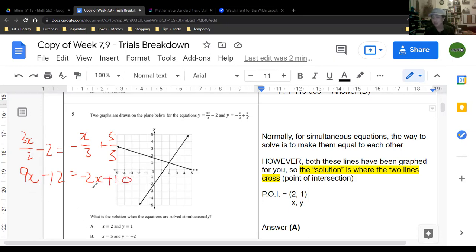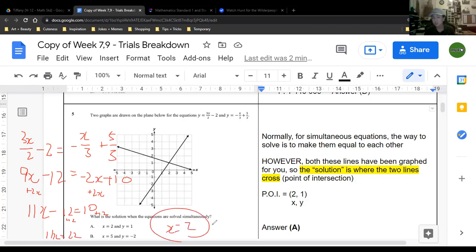Now you try to get all the x's to one side, which means adding 2x onto both sides. So add 2x over here, add 2x over here. You end up with 11x minus 12 is equal to 10. Then get this 12 over to the other side by adding 12 to both sides. You end up with 11x is equal to 22. Then divide both sides by 11, and you get x equals 2.